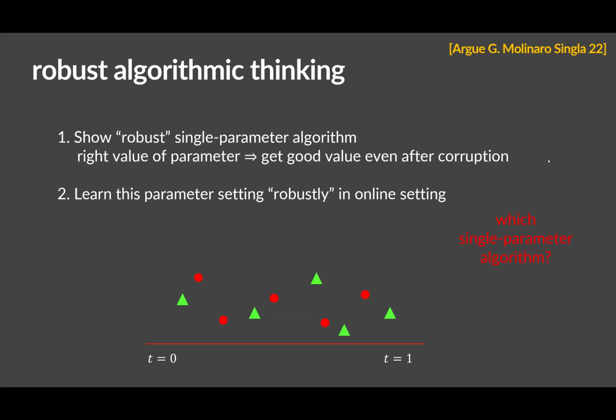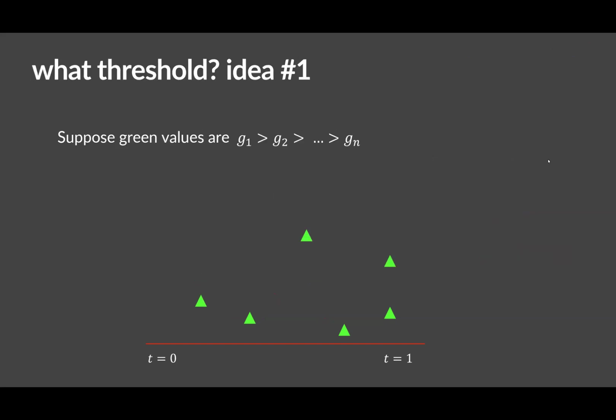So what do I want to do? I want to imagine an algorithm with a single number. Single is not important, but in this case, a single number. If you told me this single number, I'd have an excellent algorithm. So here's one algorithm. Suppose the green values were G1 through Gn. I want to pick k items, G1 through Gk. If you told me the value Gk, I would pick all items at least that value. Great algorithm. Single parameter. Okay.